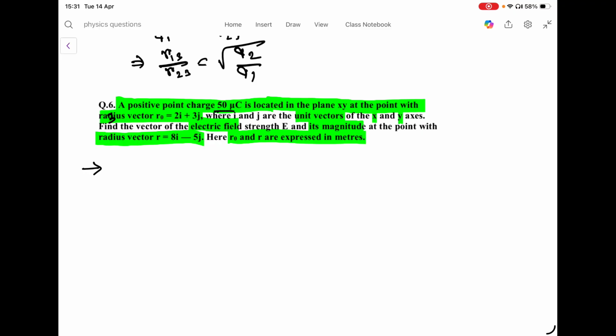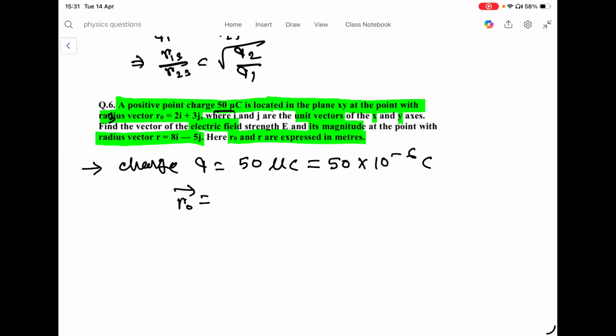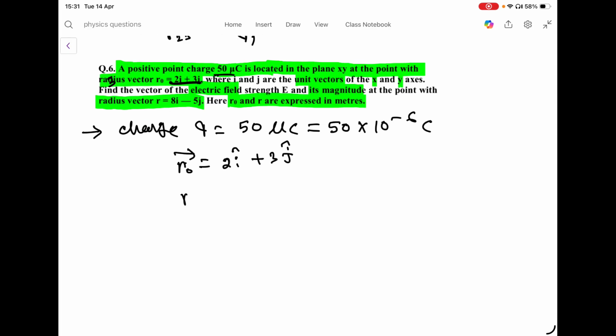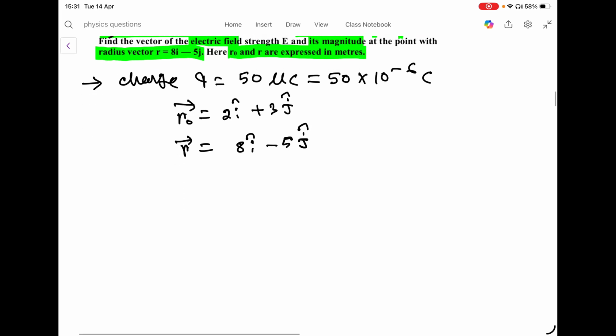So this is easy. How to solve it? First see what charge is given. The charge Q is equal to 50 microcoulomb, so converting to coulomb, 50 into 10 to the power minus 6 coulomb, right? And what is the r0 vector? It is given as 2i plus 3j; you can write this as a unit vector, it will be better, and the r vector is 8i hat minus 5j cap or hat, you can say anything.